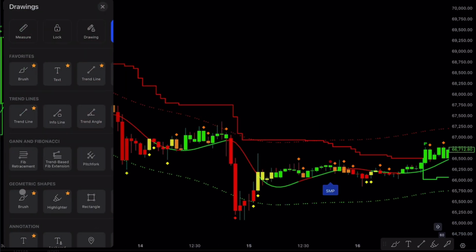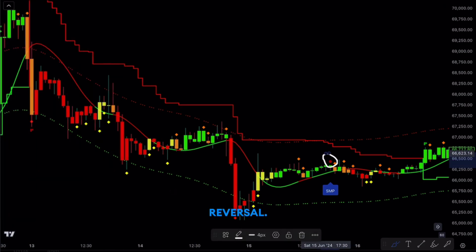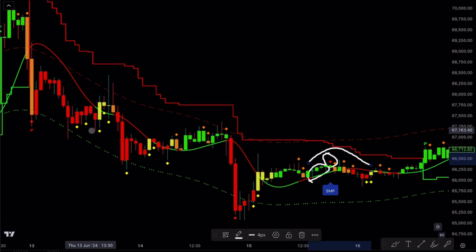Again here, a bearish reversal. The market was trying to go up, but then with the bearish reversal, we see a move downwards. So it's highly useful.